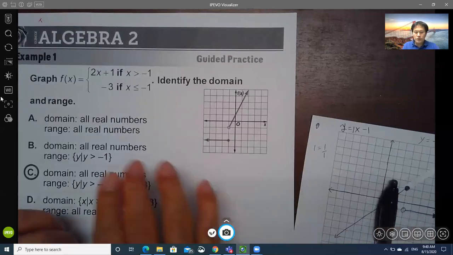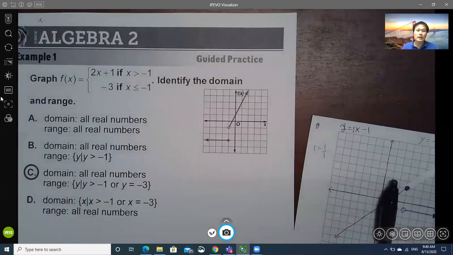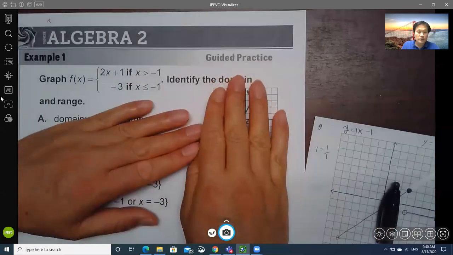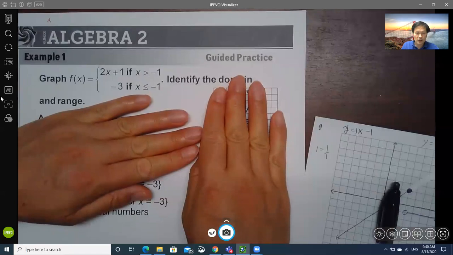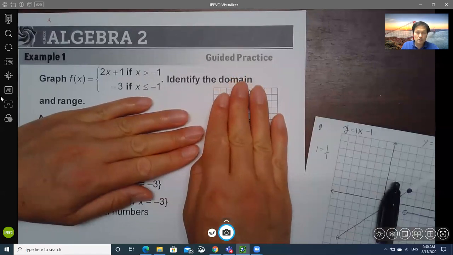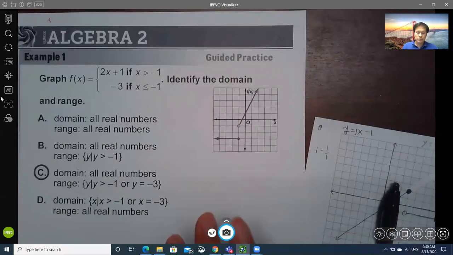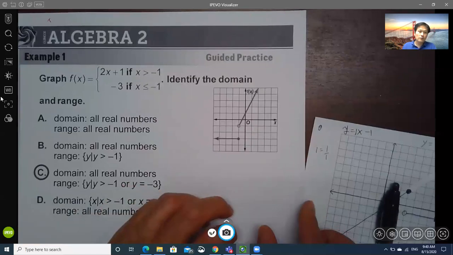Okay, you should pause this and try. Pause this and try. Okay, so you got this. Beautiful. You got domain and range. Fantastic.